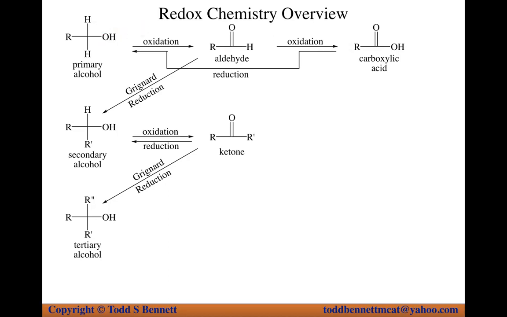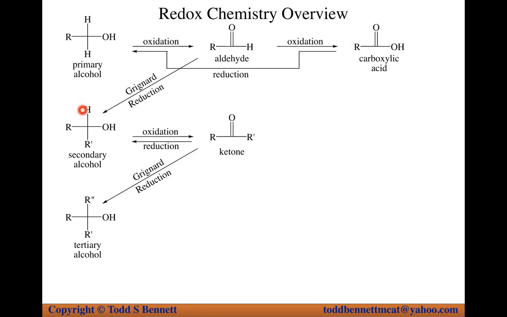If you do not add pyridine, you do it in water, it can actually go to the aldehyde, and the aldehyde can then oxidize to the carboxylic acid. So we have this process of going from primary alcohol up to an aldehyde, up to a carboxylic acid. The aldehyde, as we just learned, can also undergo a Grignard reduction, meaning I go from 2 bonds to O to just 1 bond to O by adding an R group.